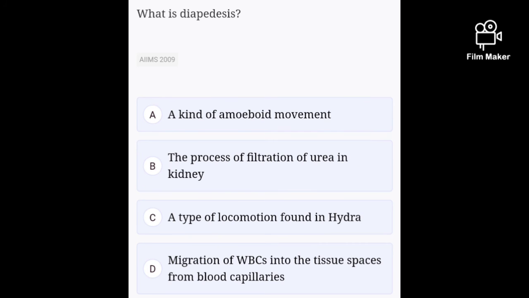Okay, let's see our next question. What is diapedesis? Option A, a kind of amoeboid movement. Option B, the process of filtration of urea in kidney. Option C, a type of locomotion found in hydra. Option D, migration of WBCs into the tissue spaces from blood capillaries.